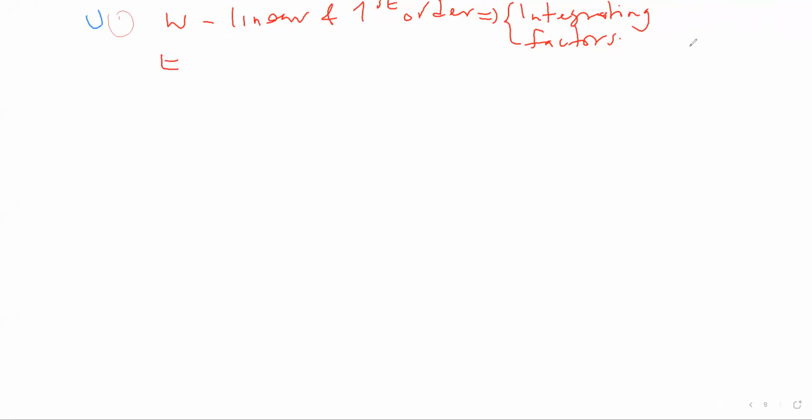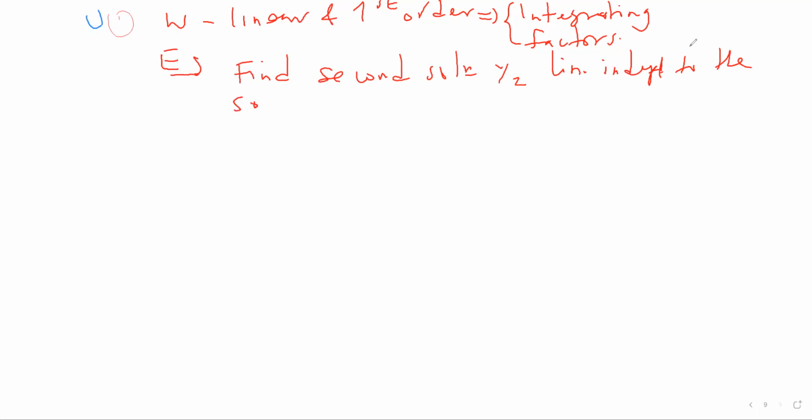So let's take an example here. Find a second solution y2, which is linearly independent to the solution y1(t) = t of the differential equation t^2 y'' + 2t y' - 2y = 0.